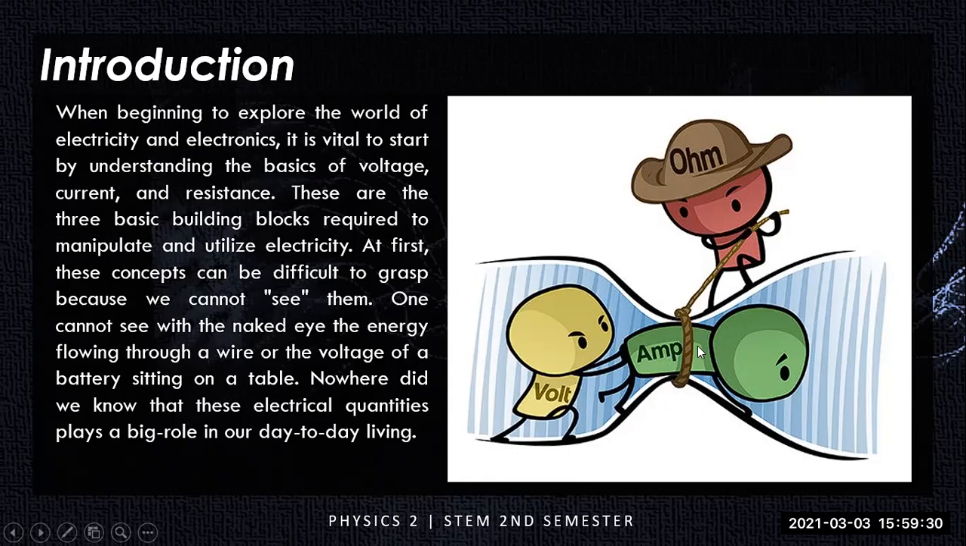And what is this amp? This amp is known as your electrons. So we can control the flow of electrons, also known as amp, through what we call a resistance with a unit of measurement of ohms. We cannot see them in actual reality, but we know that there's a flow of current if we use measuring instruments and of course devices that consume electricity. And nowadays, these three basic electrical quantities play a big role in our day-to-day living.